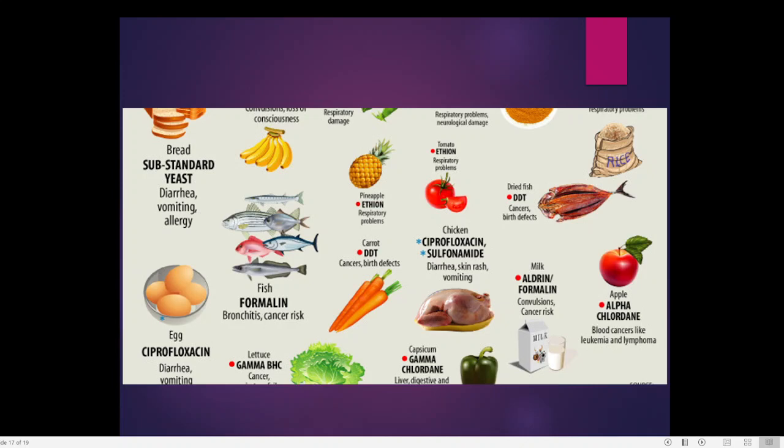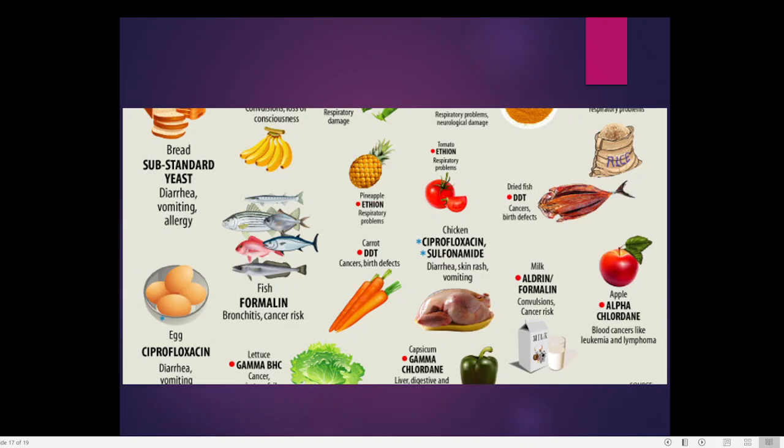That can lead to blood cancer like leukemia or lymphoma. Coming to milk, people will be adding aldrin or formalin. You might have heard that our food authorities are confiscating milk to which formalin has been added. What is the advantage? The milk will stay without spoilage for a longer time. But it is very much harmful for the human body. The presence of formalin can lead to muscle convulsion, and cancer can take place.